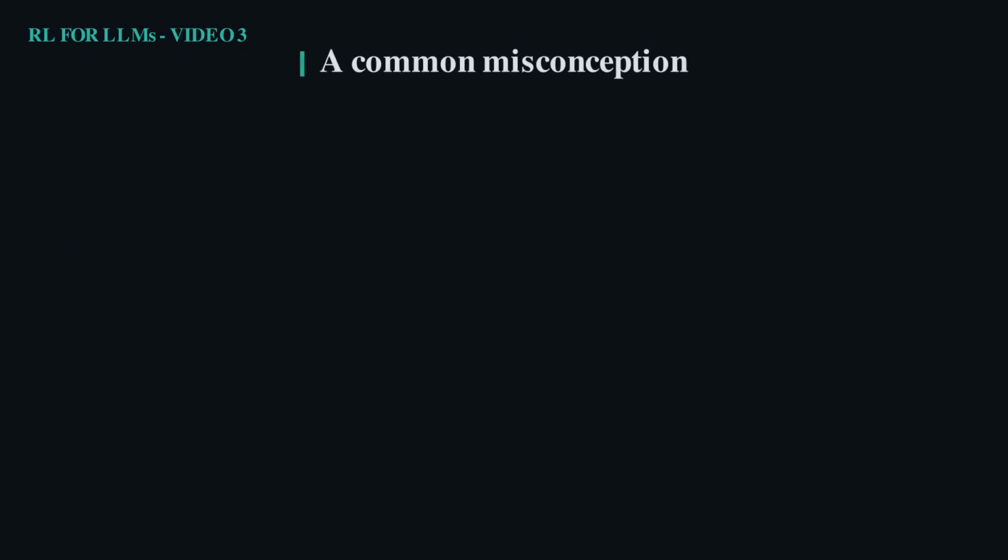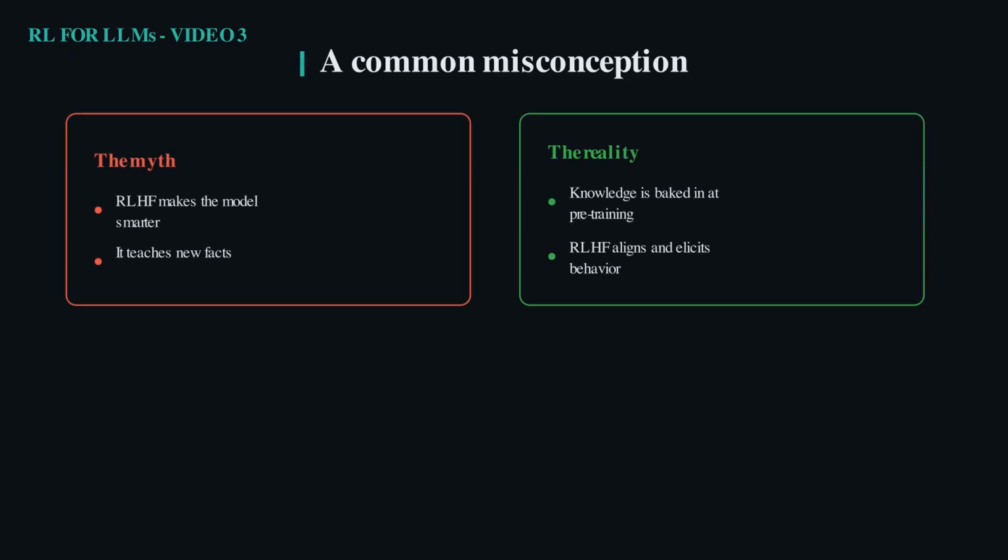Before we wrap up, one misconception worth clearing away. People often assume RLHF makes a model smarter or teaches it new facts. It really does not. Almost all of the knowledge was already baked in during pre-training on the internet. What RLHF actually does is align and elicit. It draws out the helpful, honest behavior the base model was already capable of and suppresses the unhelpful modes. Keep that distinction in mind because it explains why alignment is about behavior, not raw intelligence.